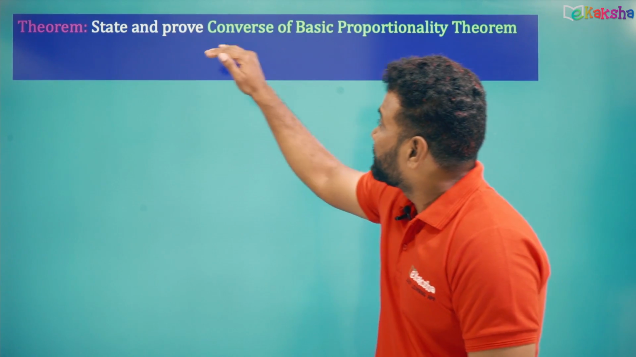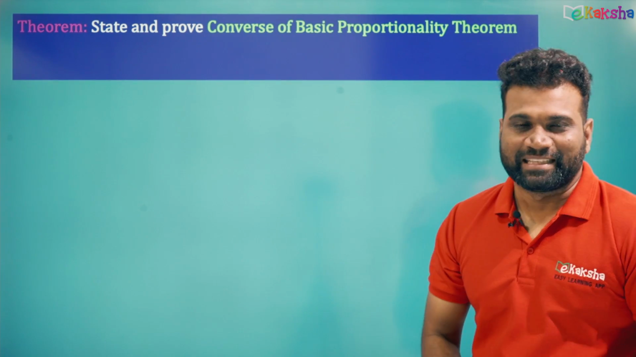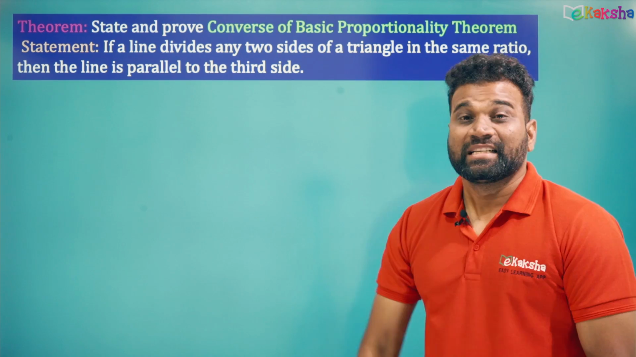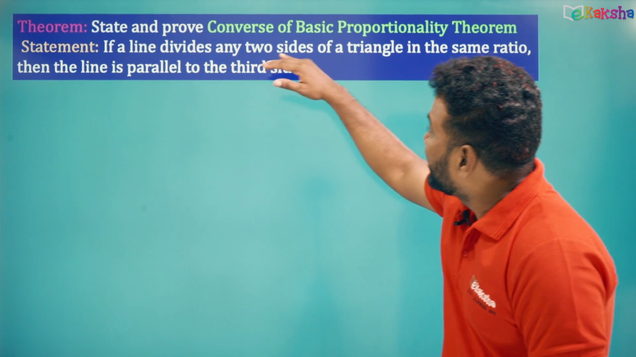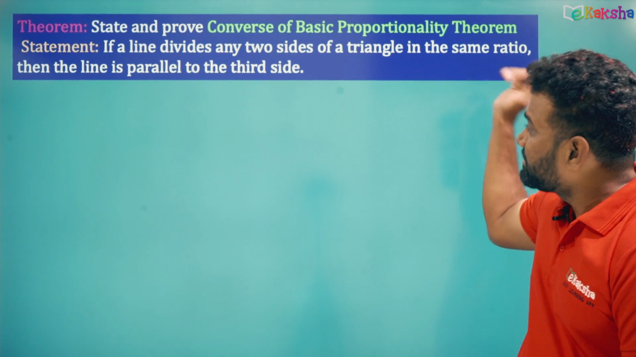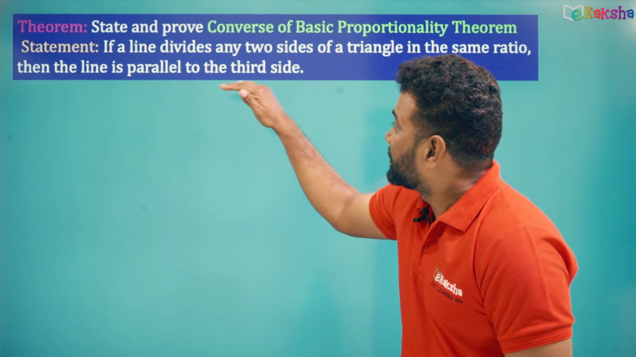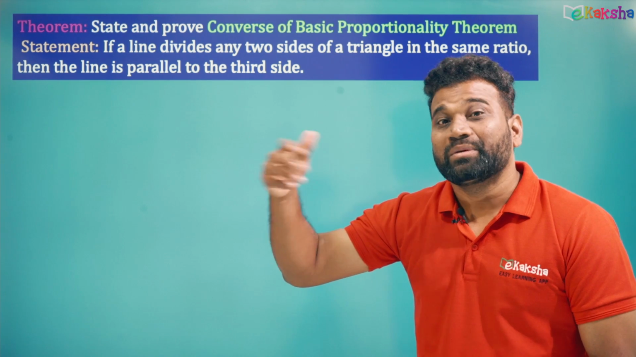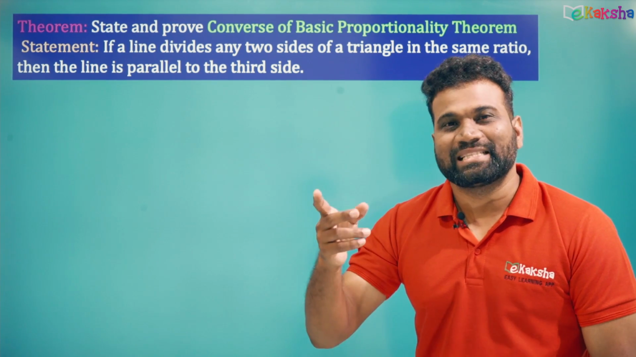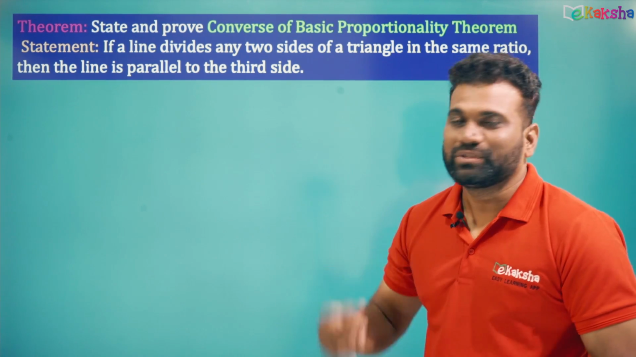Theorem. State and prove converse of basic proportionality theorem. Here is the statement: converse of basic proportionality theorem says that if a line divides any two sides of a triangle in the same ratio, then the line is parallel to the third side. This is exactly opposite to basic proportionality theorem, you can say reverse. So let's prove this one as well.